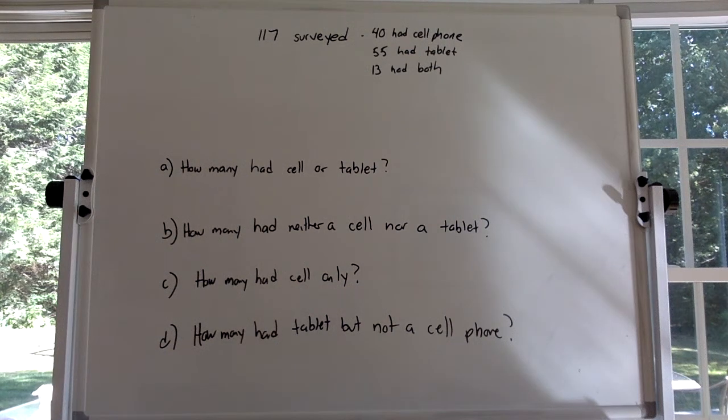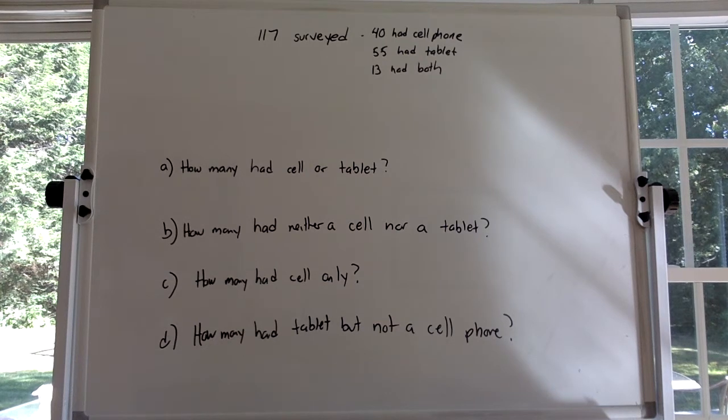Okay, in this problem, they give us some information. They say that they surveyed 117 people. 40 said they had a cell phone, 55 said they had a tablet, and 13 of them said they had both. And then they ask you a bunch of questions.